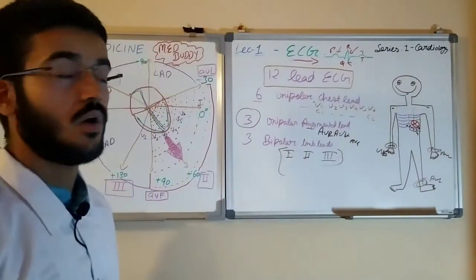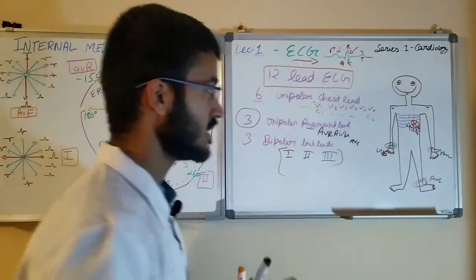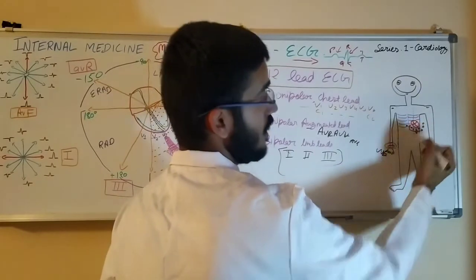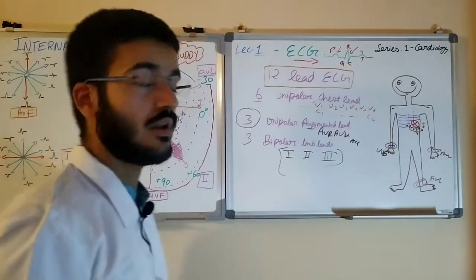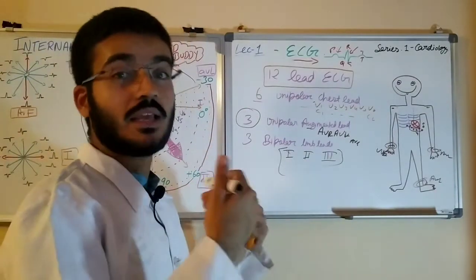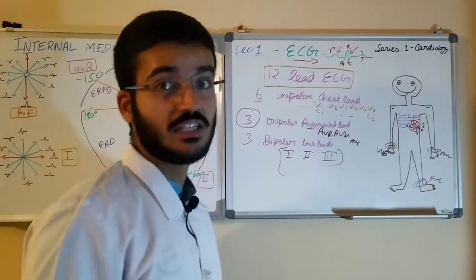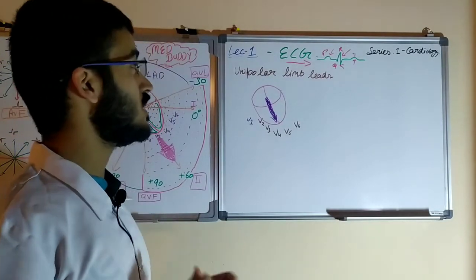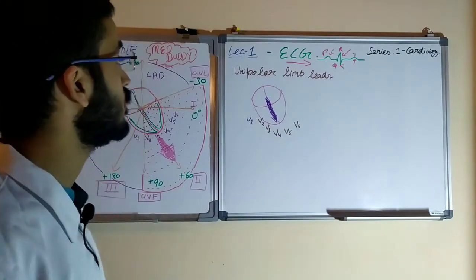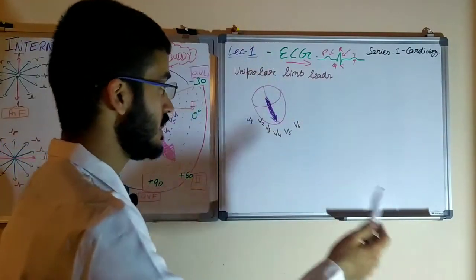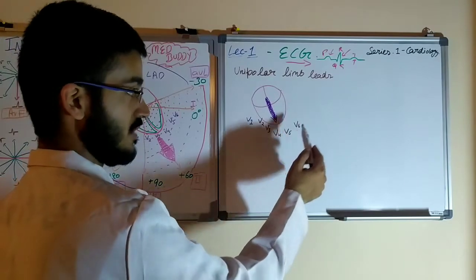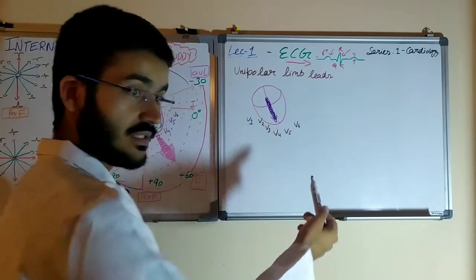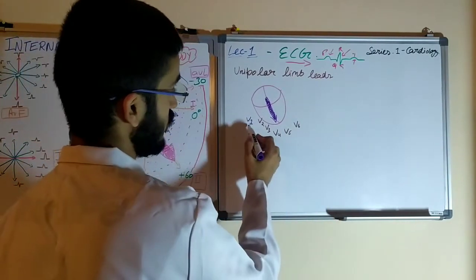Now let's understand how each of these leads has its view towards the heart from a different direction, and how they present a 12 lead standard ECG. Now let's understand the waves presented by each of these groups of leads on the ECG. So here we have the unipolar leads V1, V2, V3, V4, V5, V6 placed as they are placed on the chest. So let's start from V1.